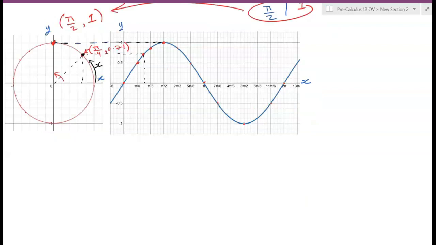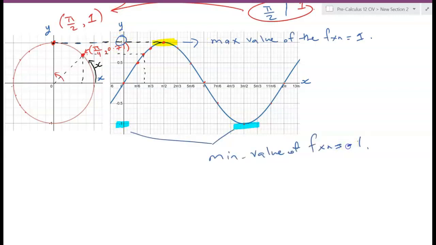Couple of things about this graph. Number one, be aware that there's a maximum value here. What is the maximum value of this graph? The maximum value is 1. The minimum value is down here, which is -1. That's true because the basic parent sine function doesn't go above 1 or below -1.